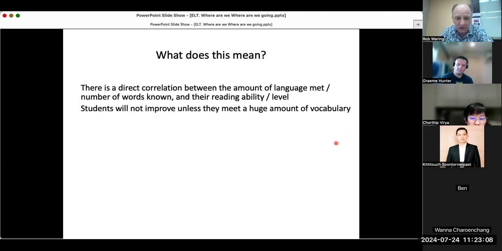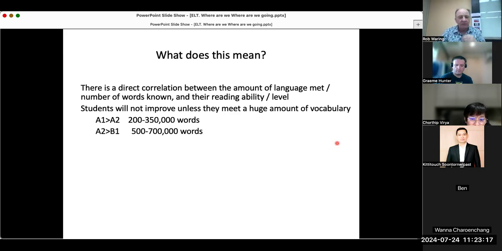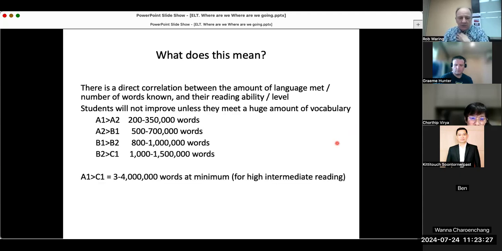Students will not improve unless they meet a huge amount of vocabulary. To get from A1 to A2, you need 200 to 350,000 words. From A2 to B1, 500 to 700,000. From B1 to B2, 800 to 1 million words. From B2 to C1, 1 million to 1.5 million words. So that is about 4 million words to get from A1 to C1. And that's the amount of language students should be meeting.